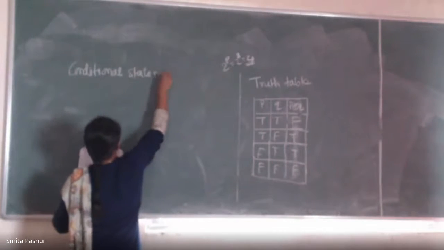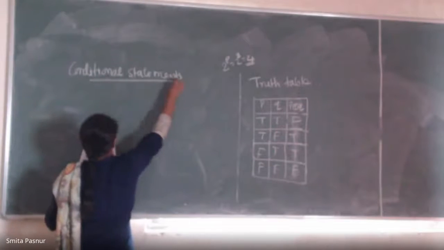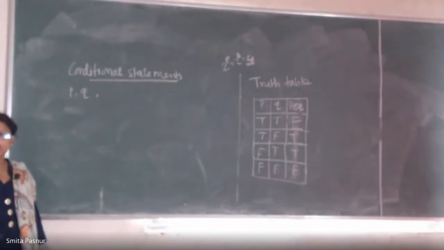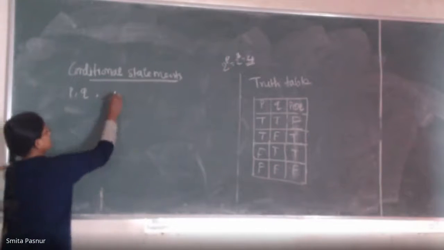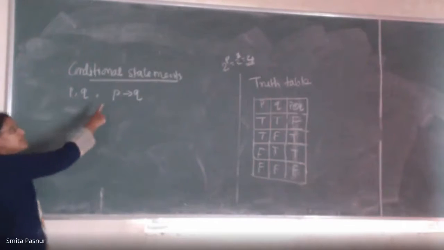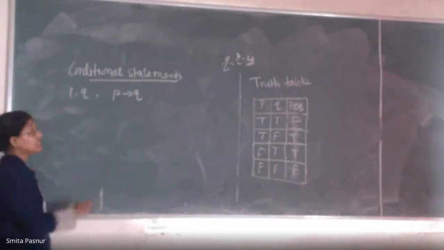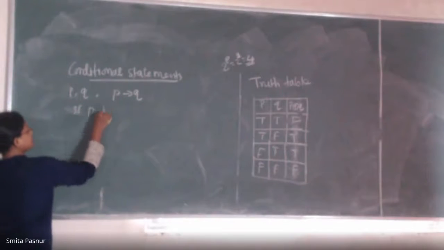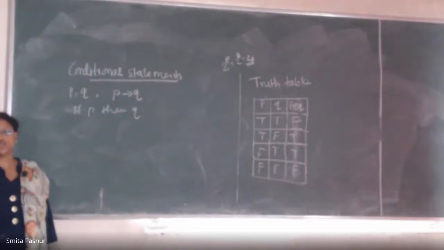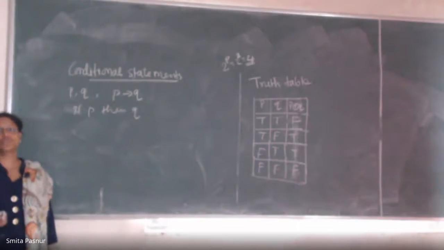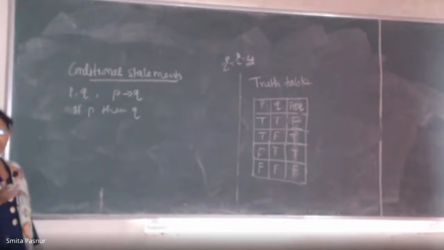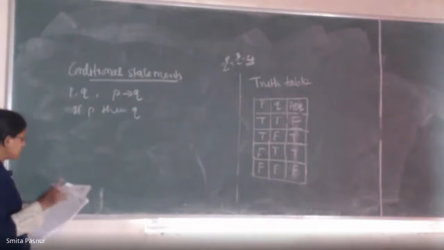Then we will see conditional statements. If P and Q both are propositions, then the conditional statement is given as P conditional Q. This is the conditional statement. P conditional Q means what? If P, then Q. That means if P is true, then Q is true. Understood? If P, then Q. So this is called conditional statements.